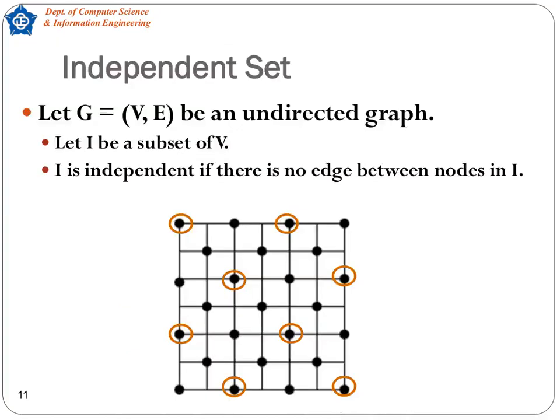Now that we've seen how cliques capture one way to select connected vertices in a graph, let's turn to the complementary idea, independent sets. We start with an undirected graph G equals (V, E) and choose a subset I of its vertices. We call I an independent set when no 2 vertices in I are joined by an edge. In the example on the right, you can see a grid of nodes and edges, with the selected vertices circled in orange. Notice that none of those circled nodes share an edge, so they indeed form a valid independent set.